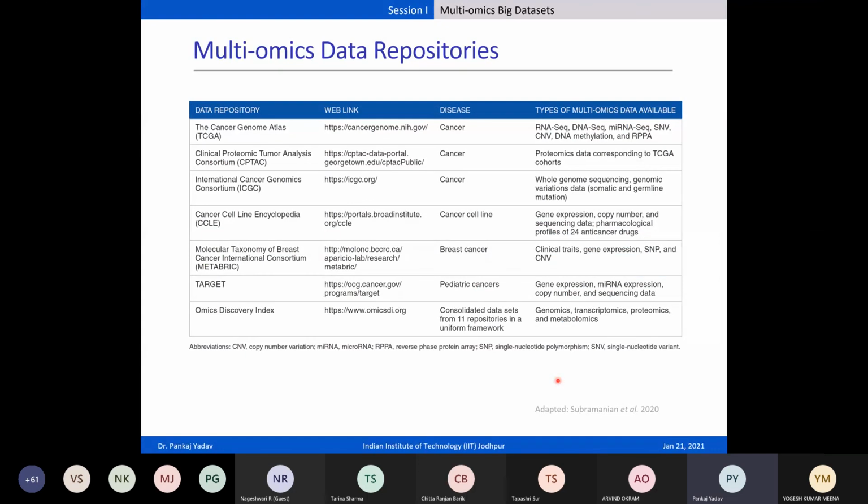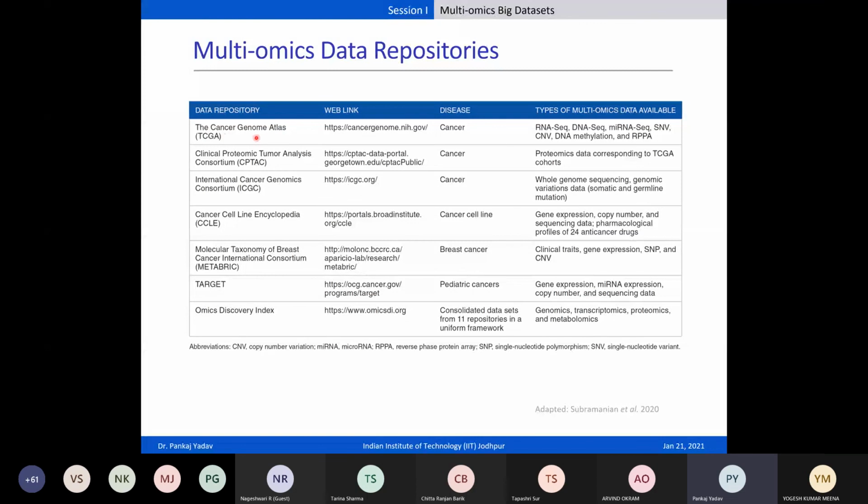So I have shown you some examples about multi-omics data, and this slide shows you some more examples of where you can get additional multi-omics data, particularly on cancer. Cancer research is one of the biggest topics in biology, and many institutes and laboratories are working in this field.